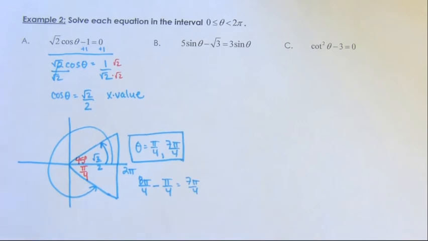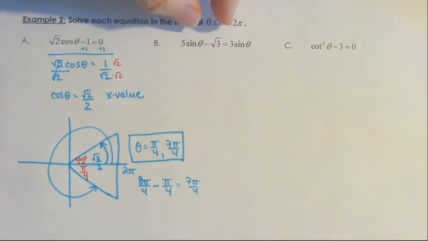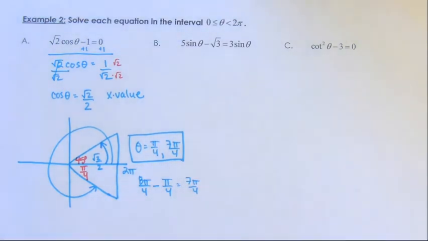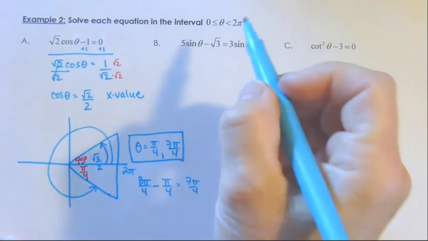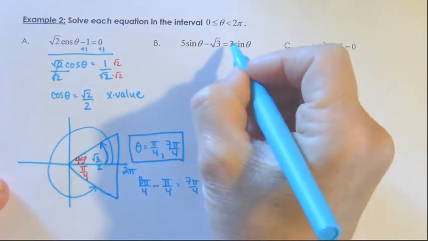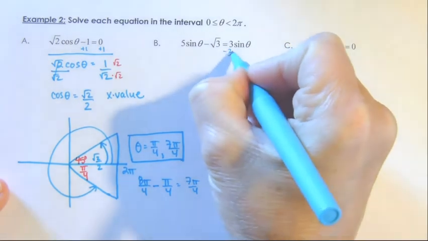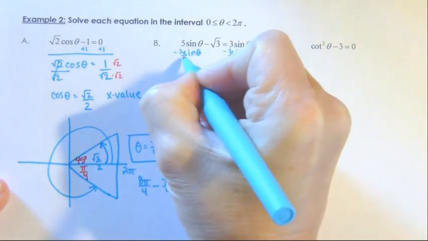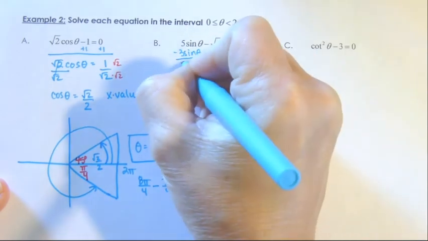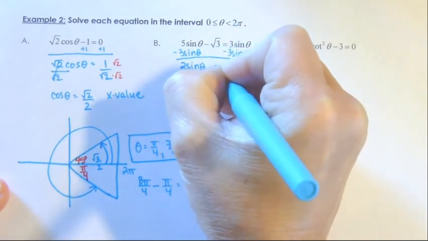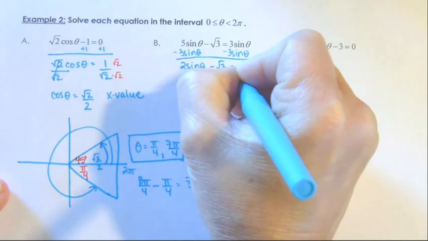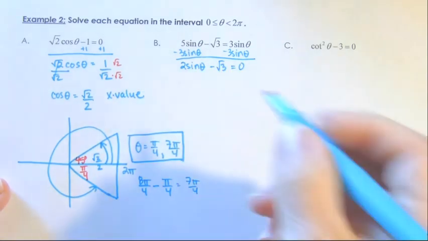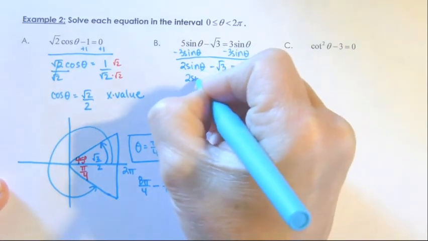All right, let's try another one here. This time we have sine, but we have it twice. I don't want it twice, I just want it once. So I need to isolate that sine. So I want to get them on the same side. So I'm going to subtract 3 sine theta, and that gives me 2 sine theta minus radical 3 is equal to 0. I'm going to add that radical 3 over to the other side.